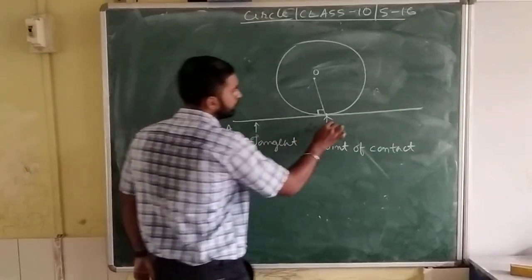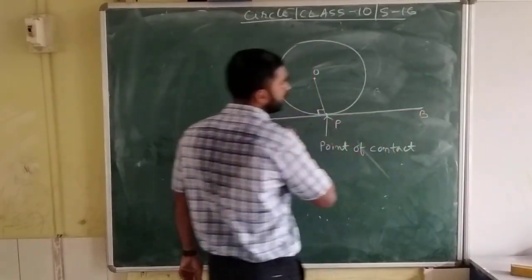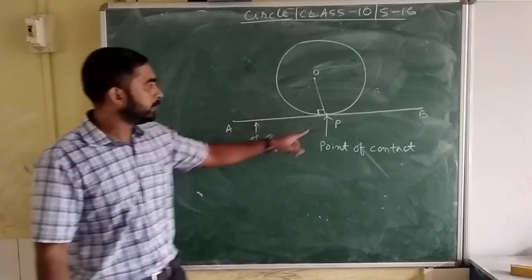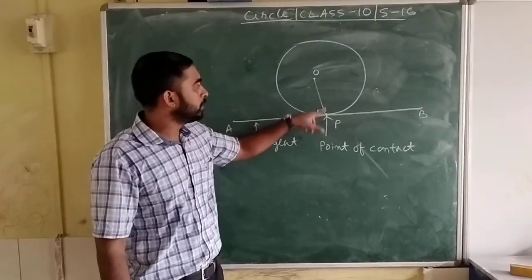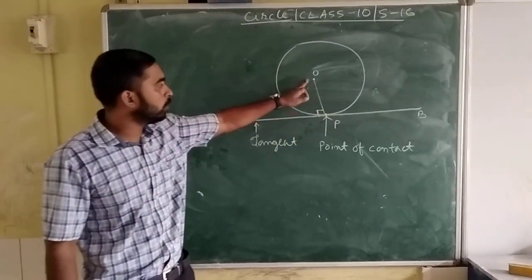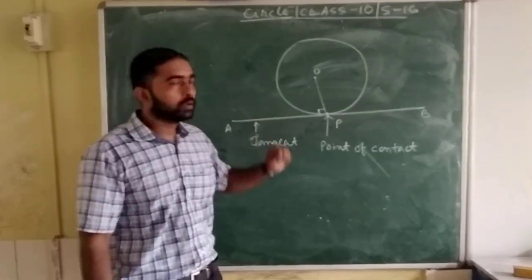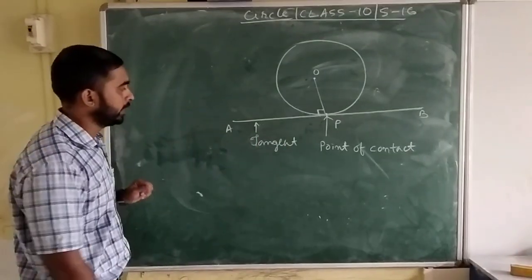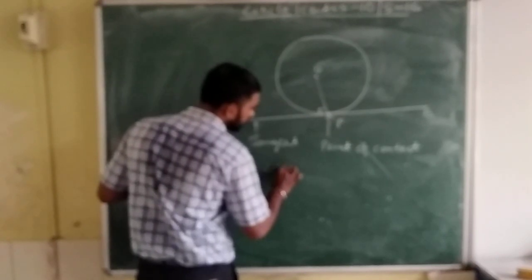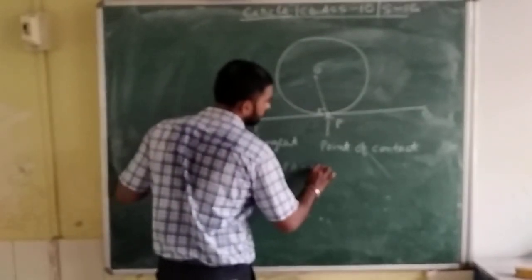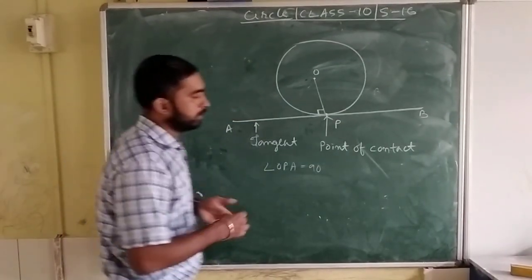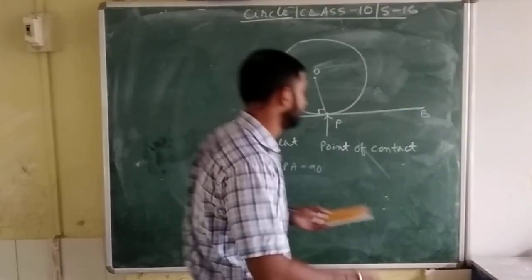Suppose AP is the tangent, P is the point of contact, and OP is the radius. It means angle OPA equals 90 degrees. Got it?